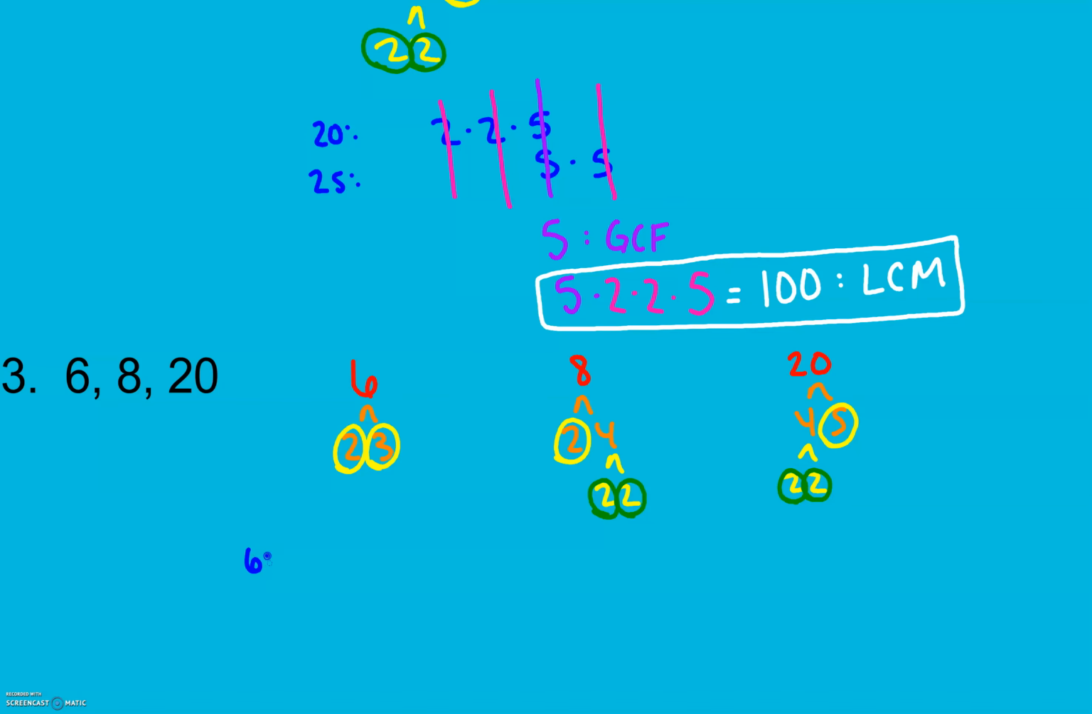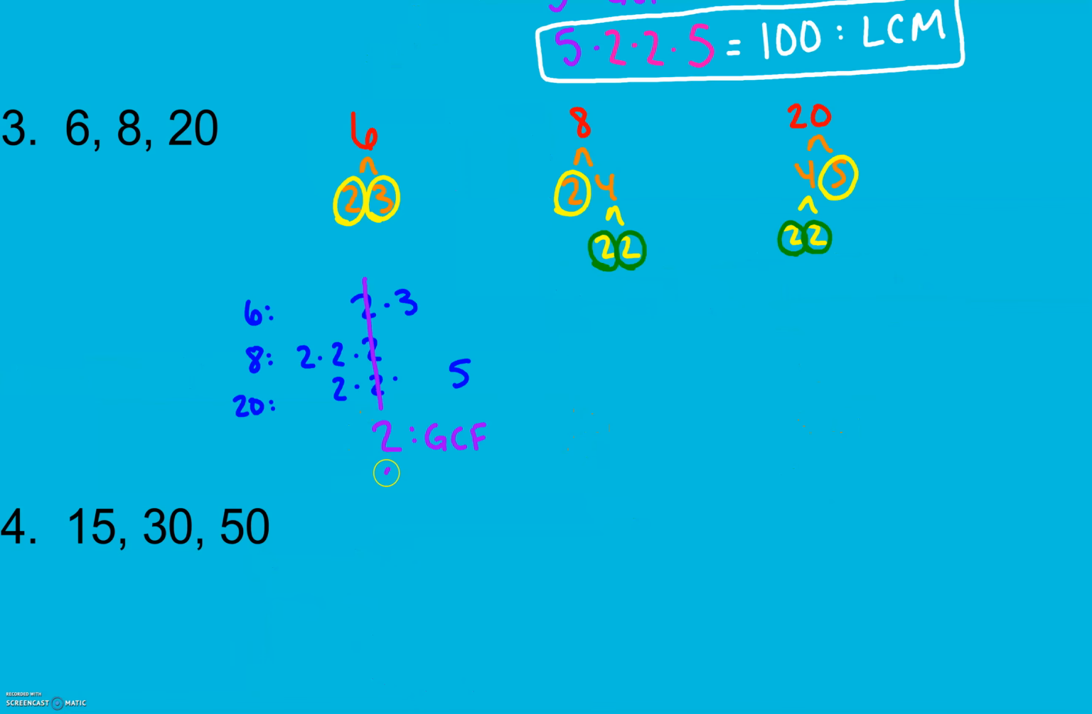Here, 6 is 2 times 3. 8 is 2 times 2 times 2. And 20 is 2 times 2 times 5. My greatest common factor is 2. I take that 2 and I multiply it by all of my other columns. I have another 2. This column has 2 2's in it, but that's okay.